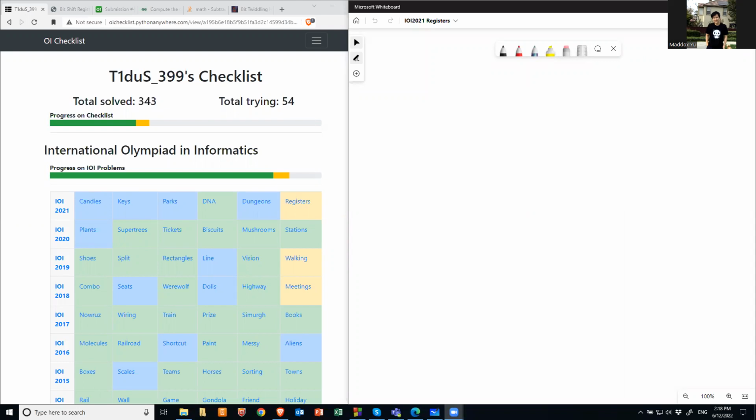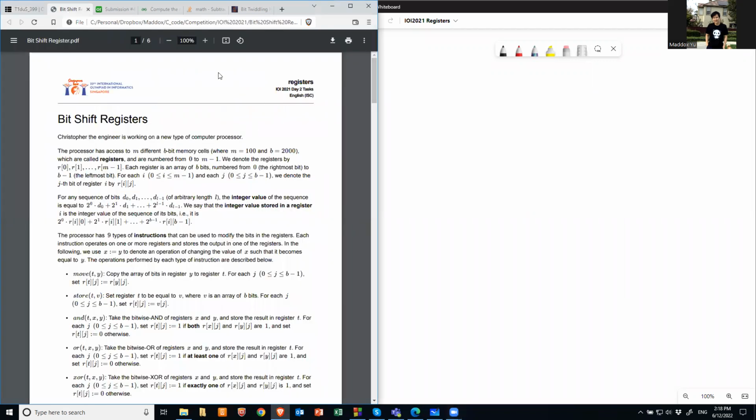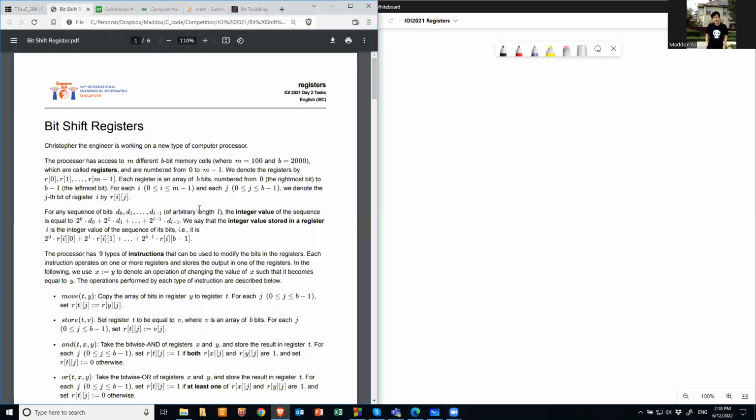Good afternoon, everybody. Today, we're going to talk about the last question of IOI 2021, which is register. So the problem is like this. You basically have a set of memory cells, which are called registers.